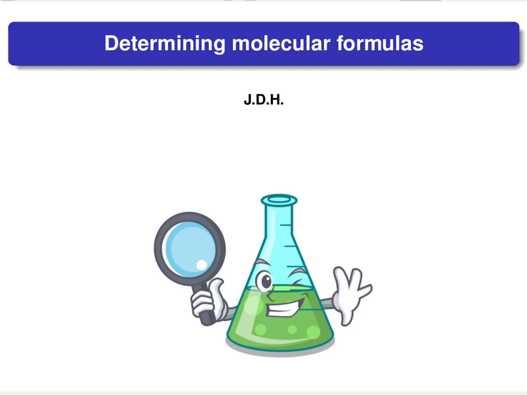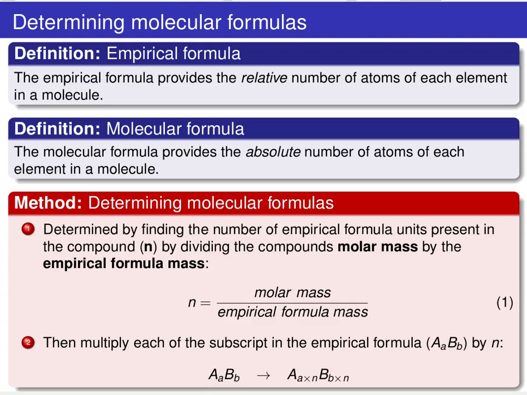Hey guys, in this video we are going to look at some strategies for determining molecular formulas. So let's start off with a quick recap of some definitions that we've brought up before. Recall that in the previous lecture we examined this idea of an empirical formula, where we said that an empirical formula provides the relative number of each type of element present in a molecule. So not the absolute, we're talking about the relative amounts of each type of element.